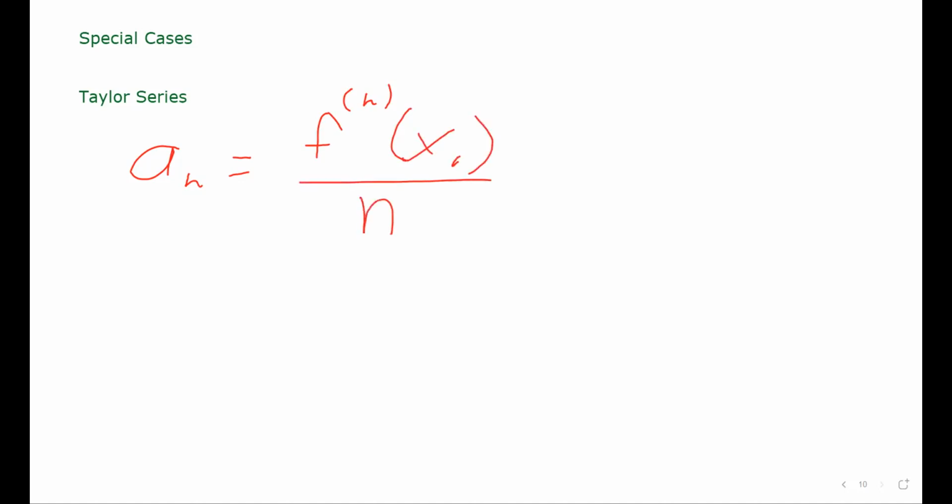So some special cases. First one they talked about is the Taylor series. So in this case, our a sub n is given by the nth derivative at some value x naught divided by n factorial. Of course, in this case, we need our f to be infinitely differentiable.